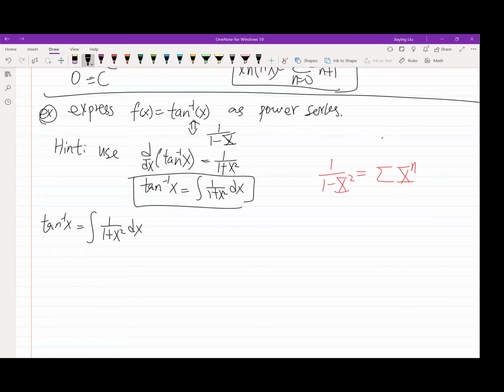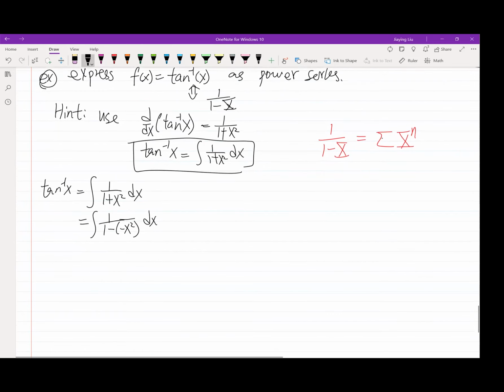So we have to change the denominator, just like the very first example we did. So 1 over 1 plus x squared, we can write as 1 over 1 minus negative x squared dx. The negative x squared here is equivalent to capital, sorry, that's not squared, just 1 over 1 minus X. So this part is equivalent to the capital X in that expression.